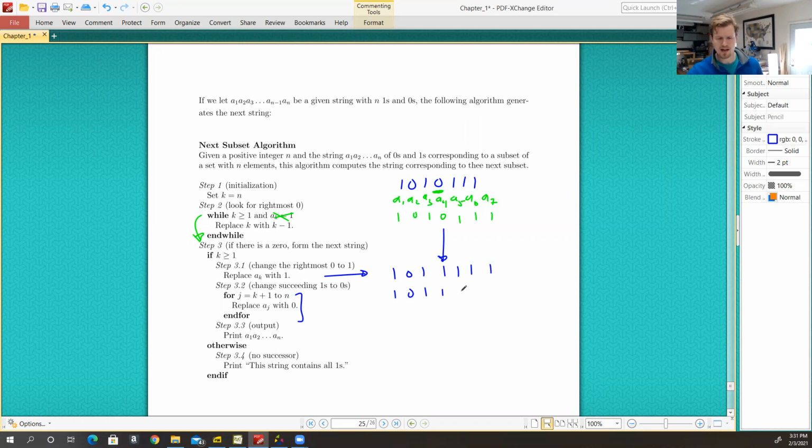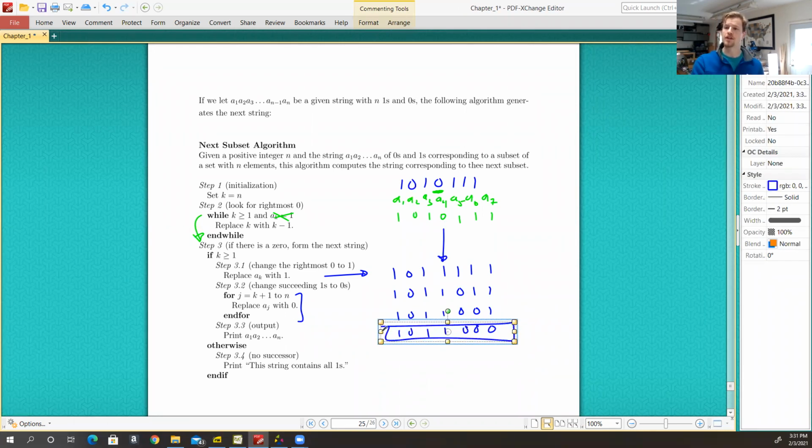When j is equal to 5, k we said was 4, so j is equal to 5, we change that one, and then we run through the loop again. When j is equal to 6, we run through the loop again, and then when j is equal to 7. So we have replaced everything to the right with zeros because those were all ones. When we look for the rightmost zero, everything that follows would be a 1. So once we change that 0 to a 1, we make everything that follows a 0. Once we've done that, this is the next subset.